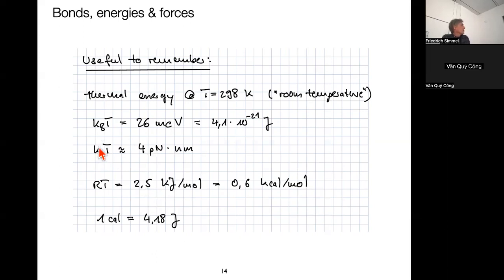But the chemists don't like to use kT, they use RT. And for this, it's useful to remember that RT at room temperature is 2.5 kilojoules per mole. And in other units, it's 0.6 kilocalories per mole.